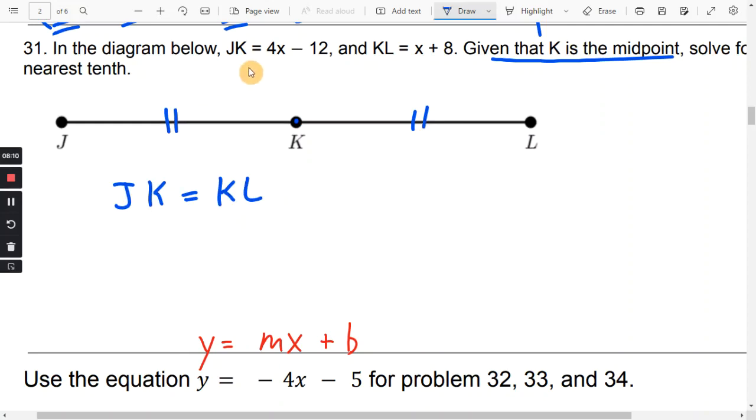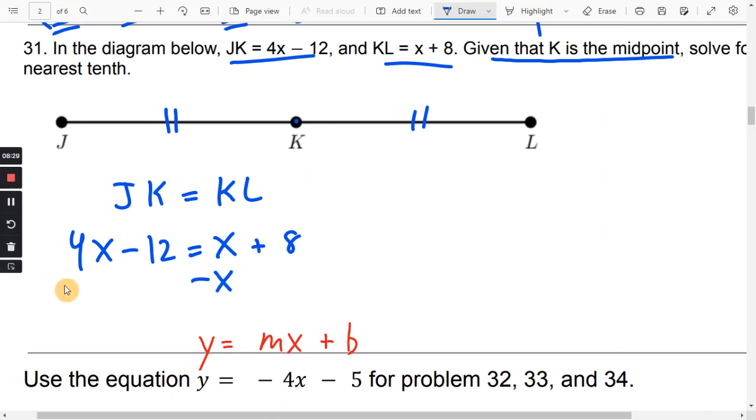All right, and it says JK is 4x minus 12. KL is x plus 8. I always like to subtract the smaller x. You want to get x's on one side, so I usually subtract the smaller one to keep it positive. 4x minus x is 3x.